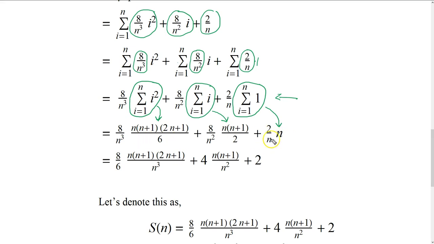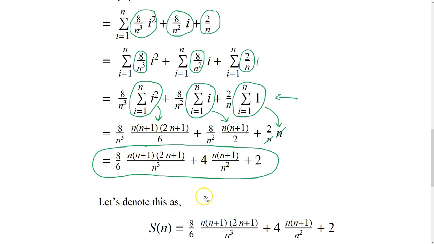Now we can simplify this a little bit. Notice this n cancels right here, and we end up with our final answer right here. It doesn't look very pretty, but we'll work with it. So that's our final answer for the area of all of those rectangles being added up.